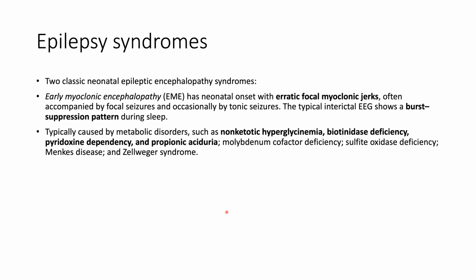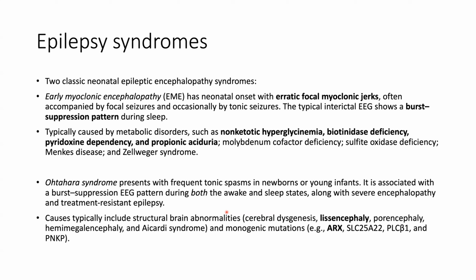So whenever you have such a pattern, myoclonus and burst suppression together, you should screen for metabolic conditions. The other condition is also called EIEE, as I mentioned already. This was previously known as Ohtahara syndrome. These seizures are usually different. They have frequent tonic spasms, and it is also associated with the burst suppression pattern.